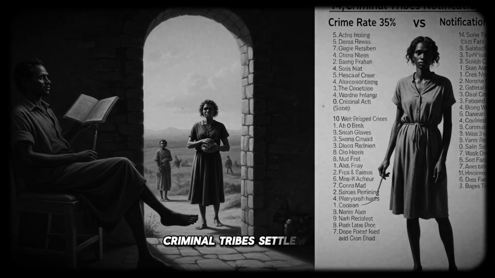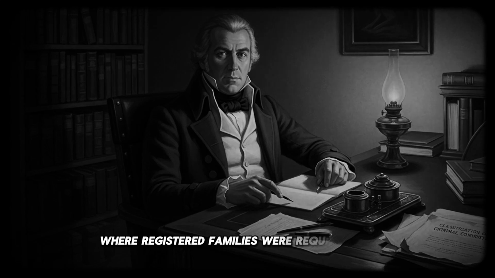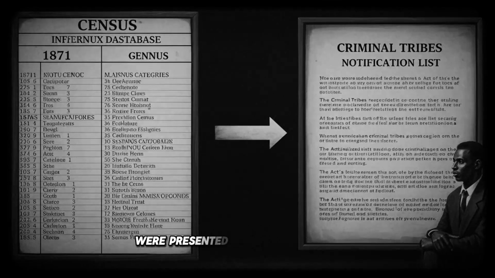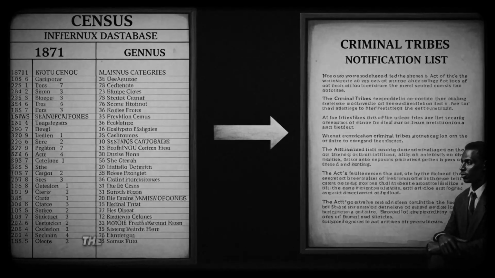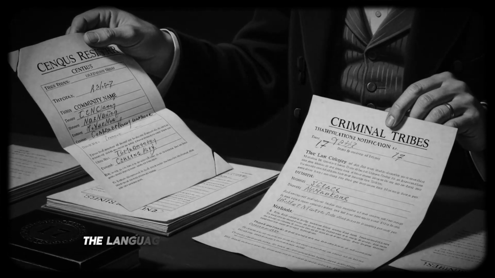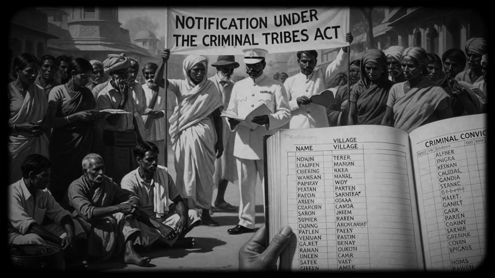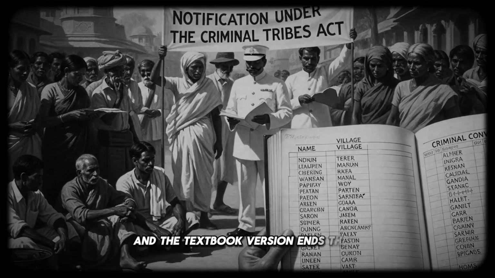Criminal tribes settlements, the enclosed communities where registered families were required to live, were presented as reform programs. The Salvation Army was invited to run many of them. The language was uplift. The practice was enclosure. And the textbook version ends there.